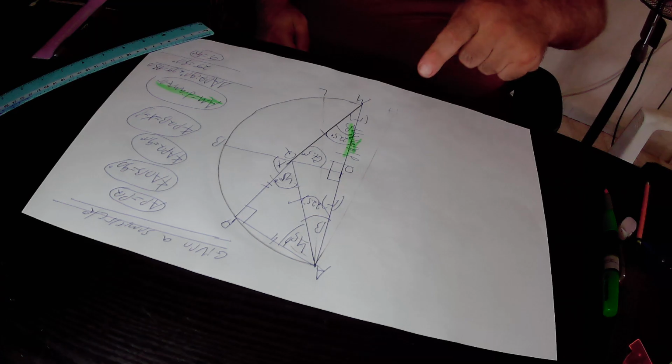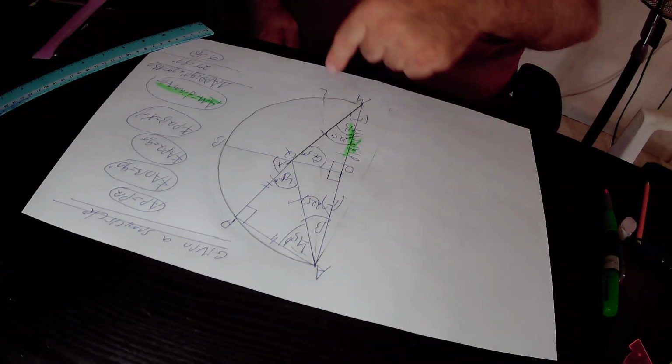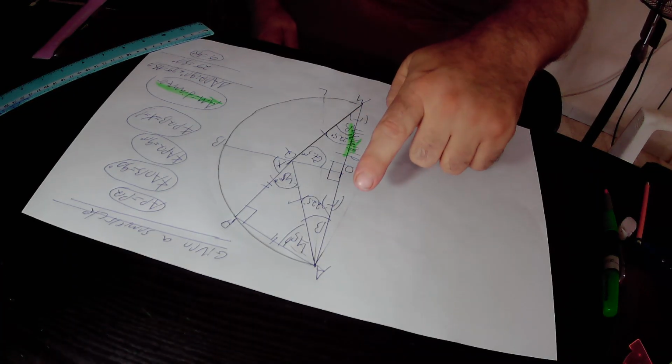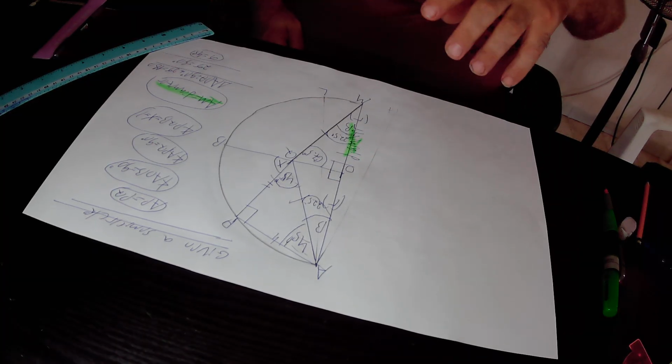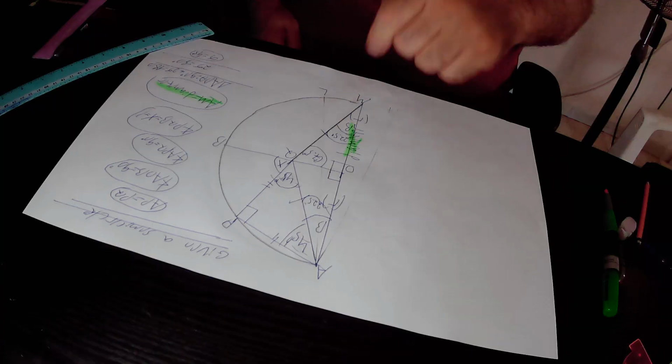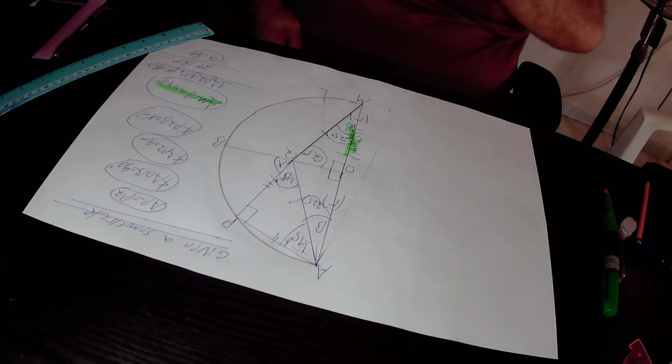But the problem is that AL cannot be the diameter of the semicircle. Why? Because AL doesn't pass through point O, which is the center of the semicircle, and we know that only a chord that passes through the center of the circle can be the diameter of the semicircle.